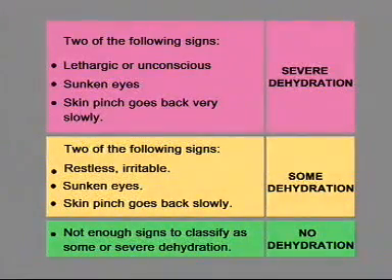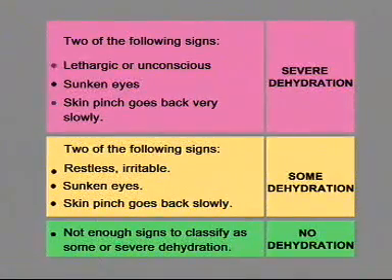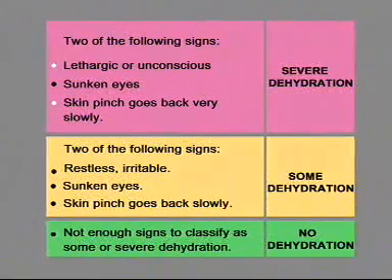Look at the pink row of the classification table. Gemma is lethargic, and her skin pinch goes back very slowly. These are signs of severe dehydration. We therefore classified Gemma as having diarrhea with severe dehydration.